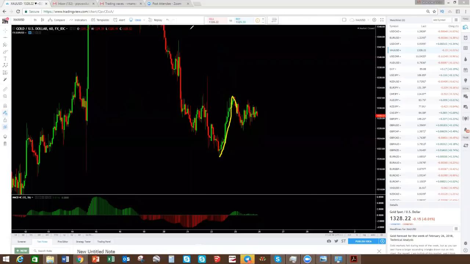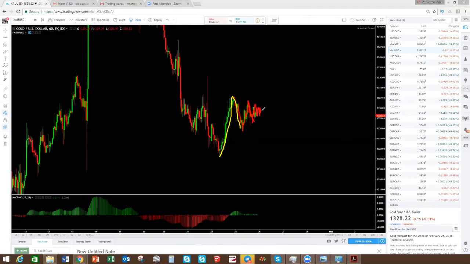We've got 1 and a pullback. Lower degree, we're getting a 1 and a pullback. So we need to see what happens here with this one. Redo with this one here and the pullback here. If it breaks to the upside here, we are going with a very good risk to reward ratio, and we're going to hold it for a long time.